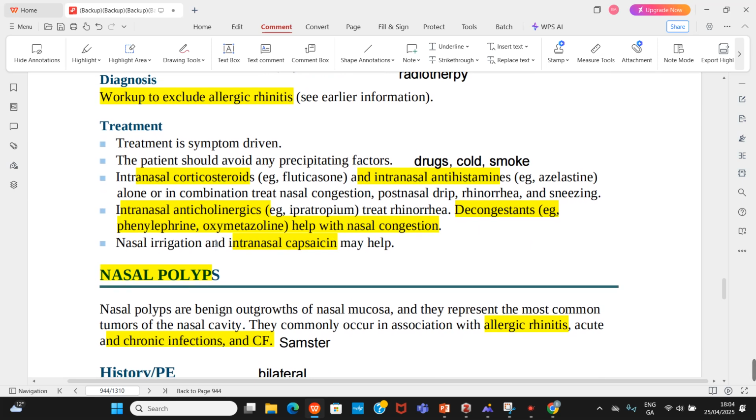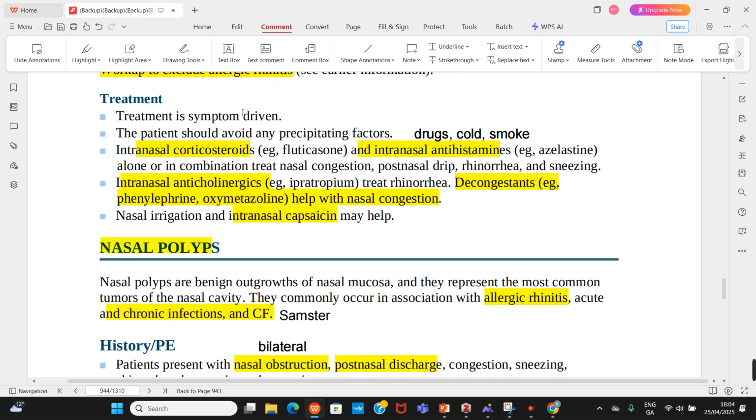So what do you do? Just do a workup for allergic rhinitis. How do you do the workup? Take the history, do the labs. Are you seeing elevated IgE or not? You can do the skin prick test. Just rule out allergic rhinitis. The treatment is usually driven by the symptoms, so just do symptomatic management.